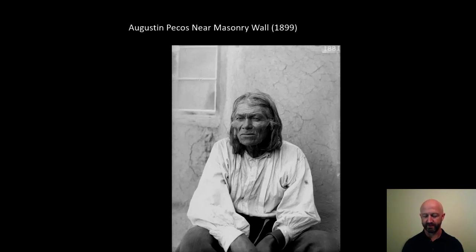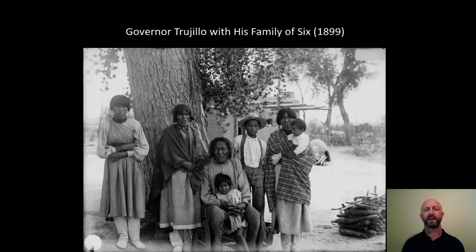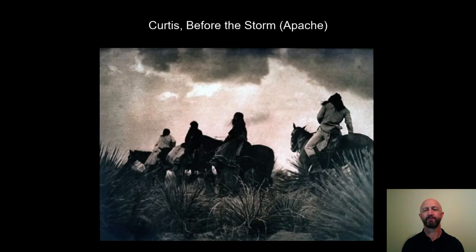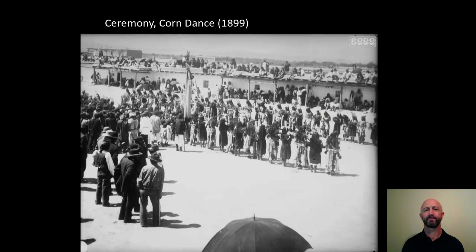So a few more of these pictures by Vroman. This is the Governor Trujillo with his family of 6 in the center here. Again, Western and Native traditions combined here, versus something like Curtis. The ceremonies, not posed. He's not constructing these. He's not saying roll, film, cut, and so forth. He's just taking photographs of the ceremony of the corn dance as it unfolded.